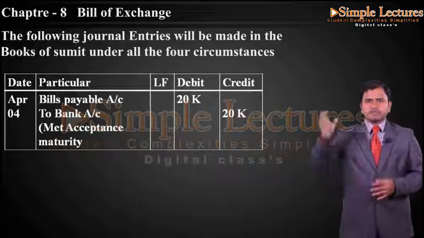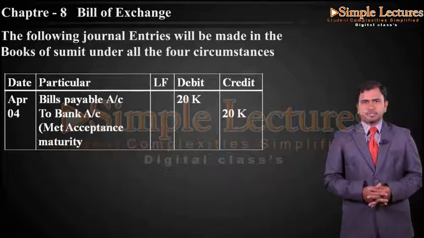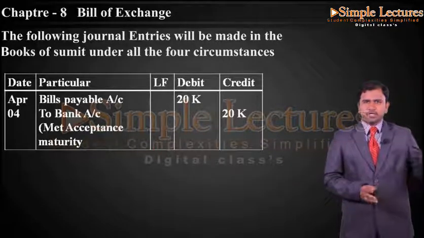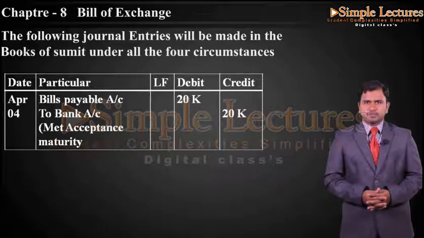So it means that first he is going to purchase the goods on credit, the second thing is he is going to accept the bill which should be paid after 3 months, and the third is he is going to pay the amount on the maturity of the bill.